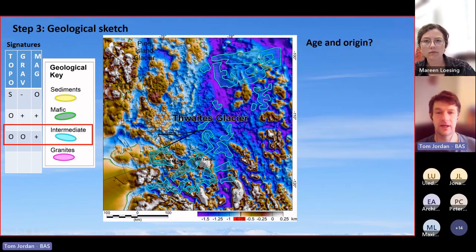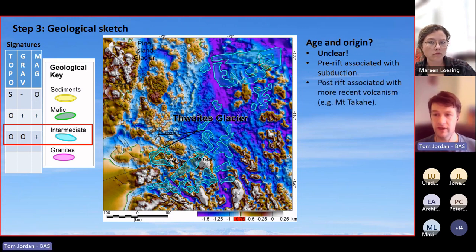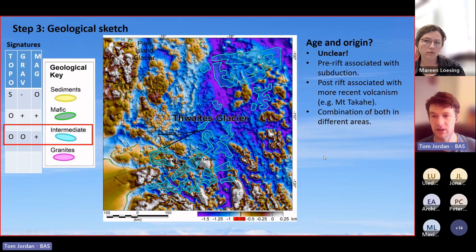The age and origin of these, it really is very unclear. They could be pre-rift associated with the subducting margin. They could be post-rift, and you can see some of them seem to lie around Mount Takahe, which we know is a recently active volcano, so it could be associated with that. Or it could be a combination of both in different areas. We just don't know.